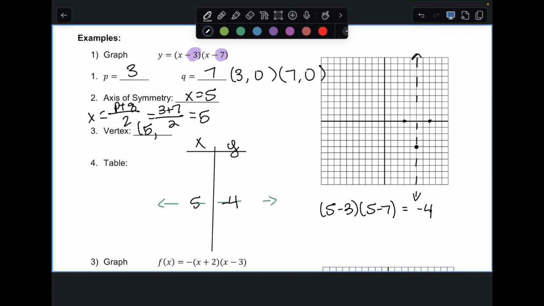I already have 1 point, 1 on each side. So I just need 1 more on each side. So I'm going to start at 5. I'm going to go 1 each way, 4 and 6. I'm going to just plug one of them in because I know that they're going to have the same y coordinate. So I'm going to reflect it across that line. So let's just plug in 4 and see what we get. 4 minus 3 times 4 minus 7. 4 minus 3 is 1. 4 minus 7 is negative 3. Negative 3 times 1 is negative 3.